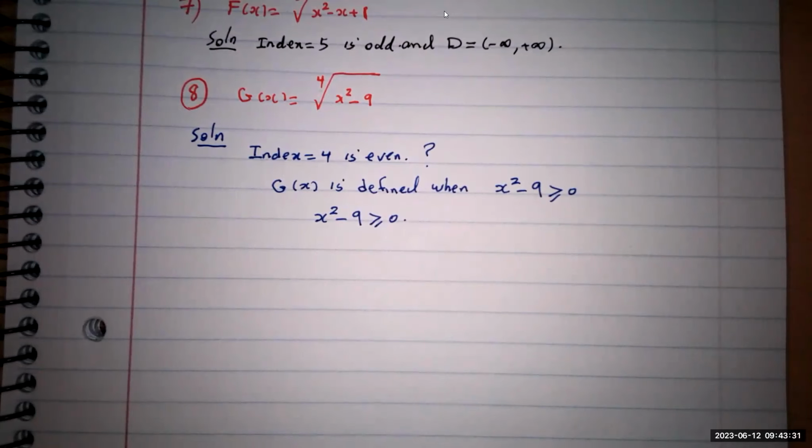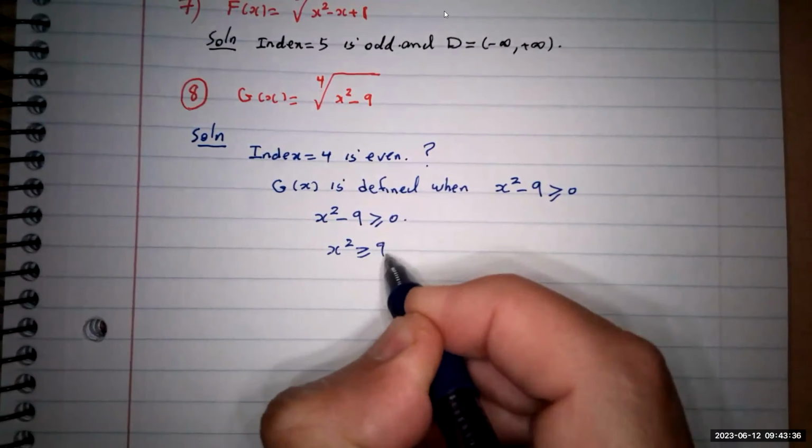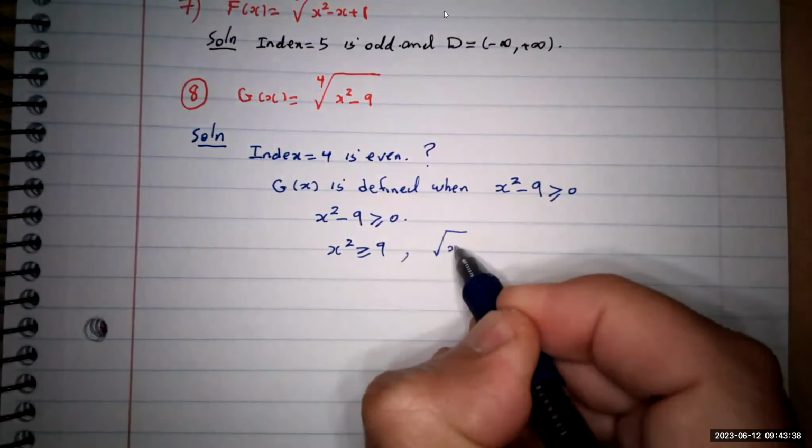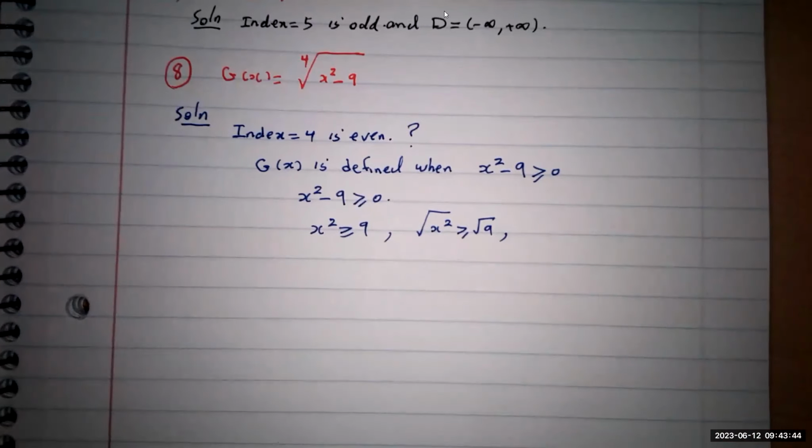Move the 9 over and take the square root. Very good. 9 over, taking the square root. Okay, what's next? What's the radical x squared? X. Okay. Any other suggestion? What's the radical 9? 3. Okay, this is correct. Radical 9 is 3. But radical x squared is not x.